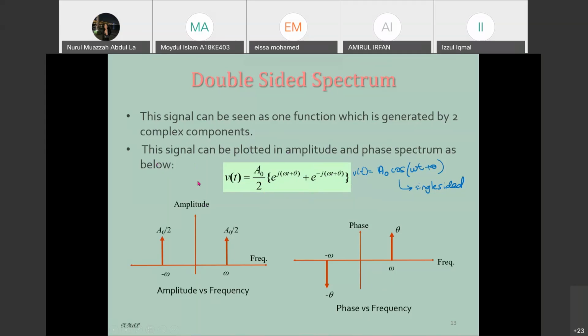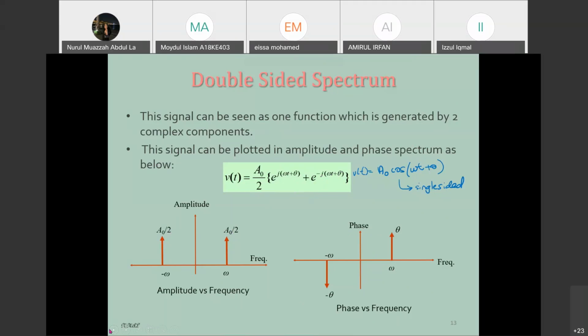Again, we have two graphs, which are amplitude and phase. Both graphs are plotted against frequency. For the first graph, you plot negative and positive sides of frequency because we have omega and negative omega. So here becomes a0 over 2, here also a0 over 2. For the phase, at omega you plot theta, at negative omega you plot negative theta. If you open up this bracket, you will get negative theta. So this is the double-sided spectrum.